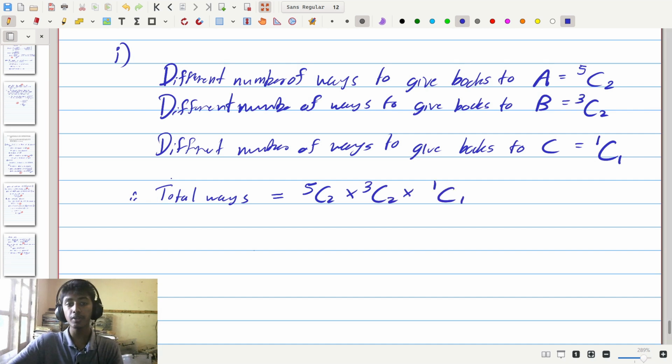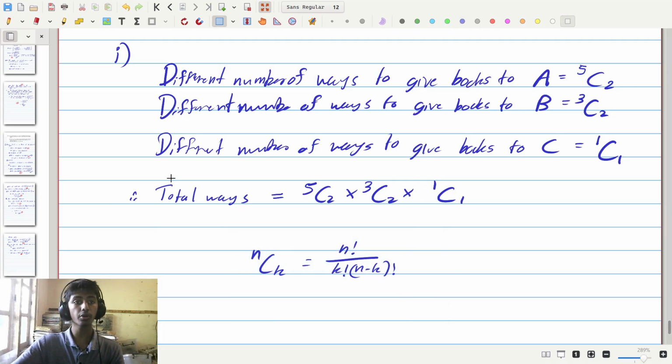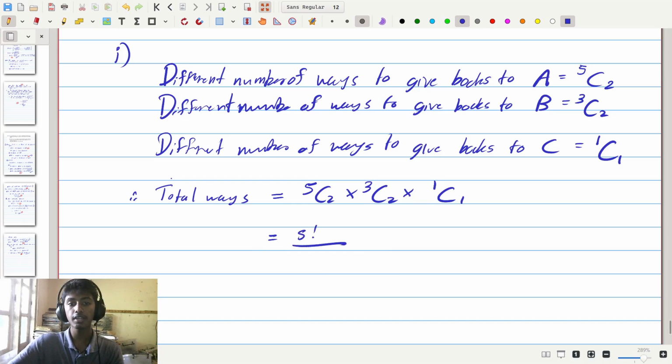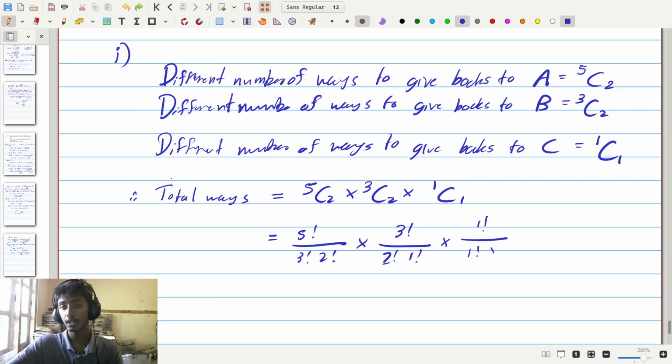Now, as we know, n choose k is equal to n factorial divided by k factorial times n minus k factorial. So using this, if we substitute all of this stuff into here, we can see that what we're going to get is 5 choose 2, which is going to be 5 factorial divided by 2 factorial times 3 factorial. So 5 factorial divided by 3 factorial 2 factorial multiplied by 3 choose 2, which is going to be 3 factorial divided by 2 factorial 1 factorial multiplied by 1 choose 1, which is going to be 1 factorial divided by 1 factorial times 1 minus 1 factorial, which is 0 factorial. So this is going to be our answer.